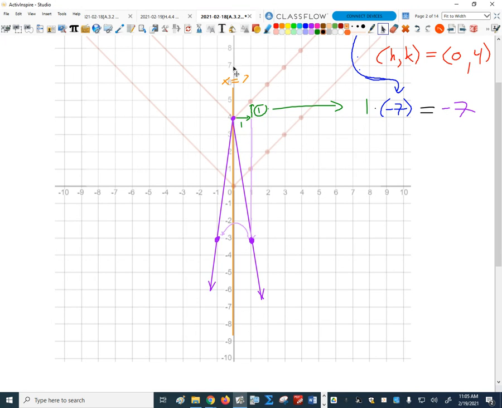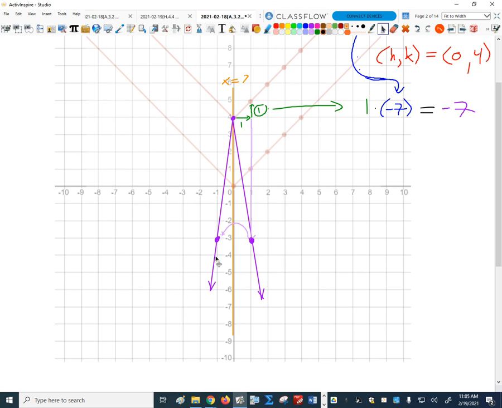To get to this point, I rise by 3 and run by 3. 3 over 3 is 1. So the slope of the right leg is 1. The slope of the left leg is -1, right? Well, when I multiplied by my vertical dilation factor of -7, look what I did to the slope. Look at my new slope now.